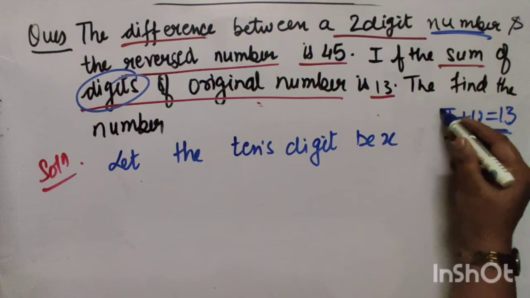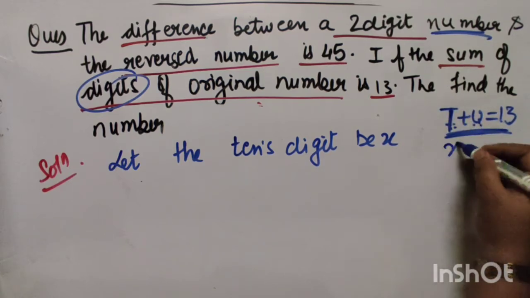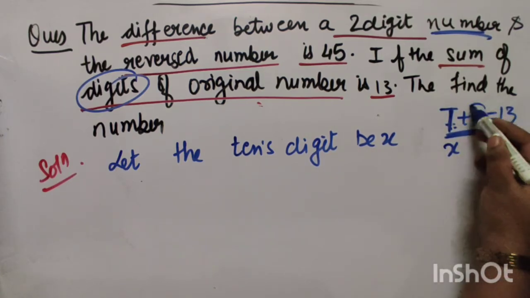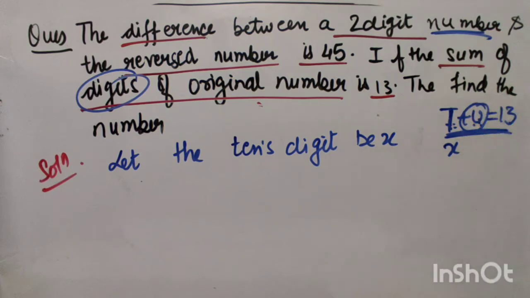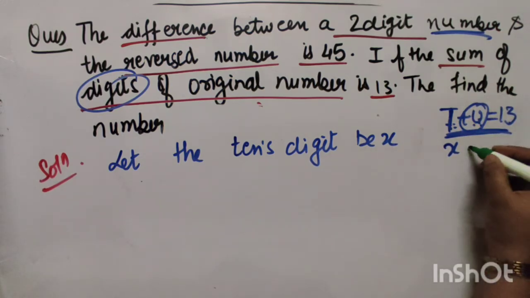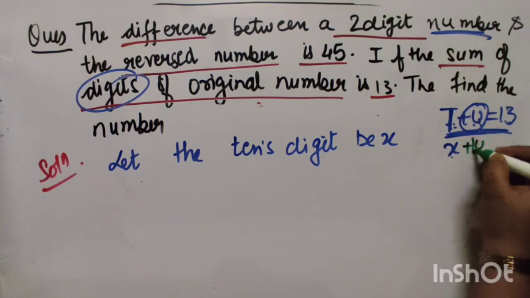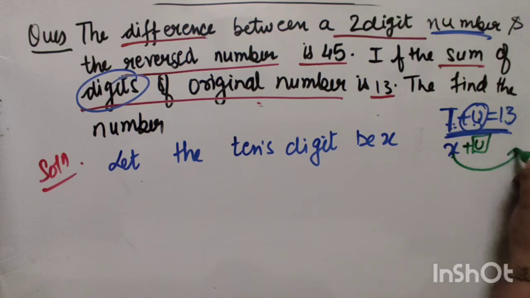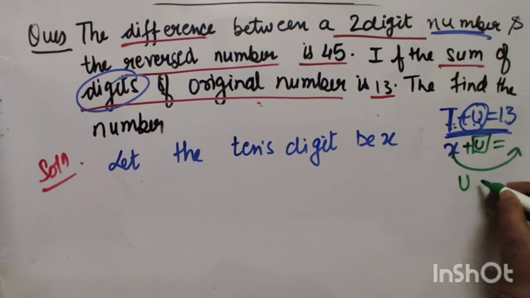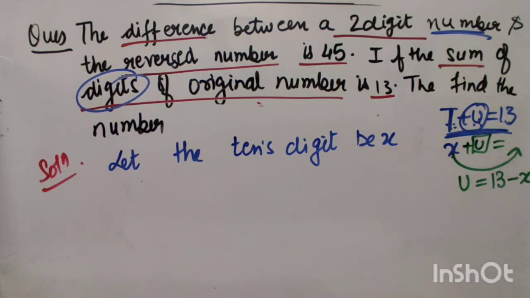I'm supposing the tens digit here as x, so to find the value of the unit digit, what will I do? We all know what we will do. So I will take this x, I need to find u, so I will transpose this x to the other side and the unit digit will become 13 minus x, right?